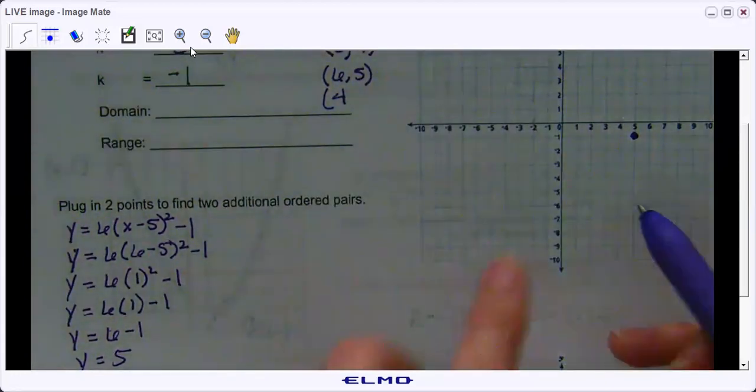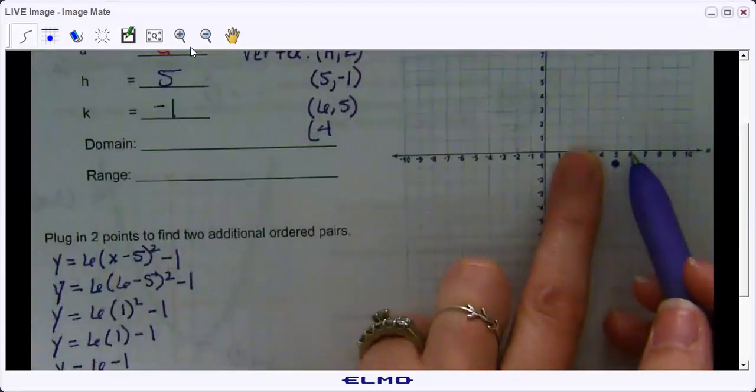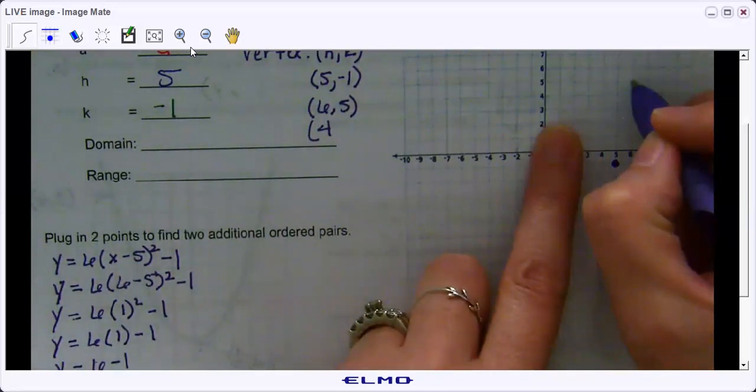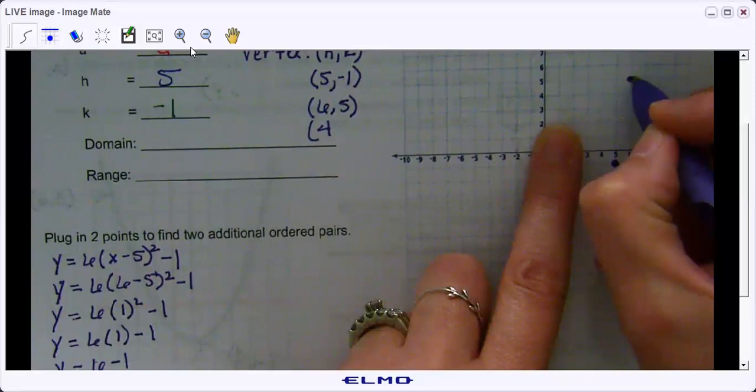And we can graph that on our grid. 6, 5 right here. Okay.